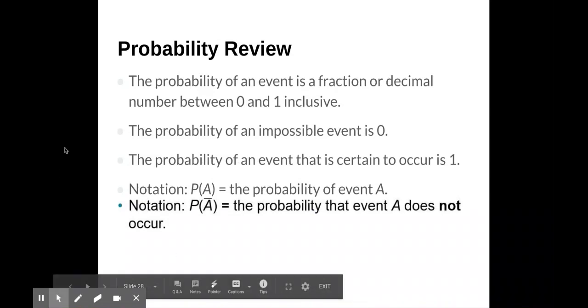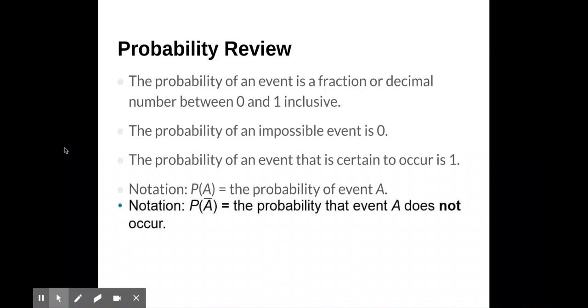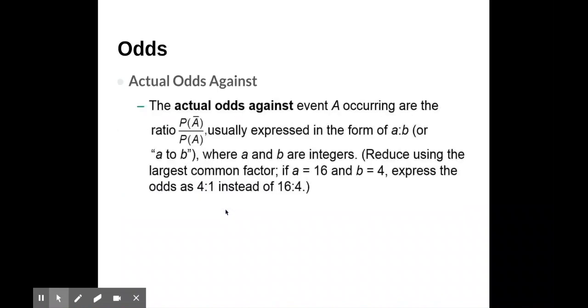Some real breakdowns here. The probability of an event is some sort of number between 0 and 1. It can be 0 and it can be 1, so we can include those. An impossible event has a probability of 0. A certain event has a probability of 1. We use this notation, P(A), to represent the probability of event A, and P(A complement) is the probability that event A does not occur, or the probability of the complement of A.